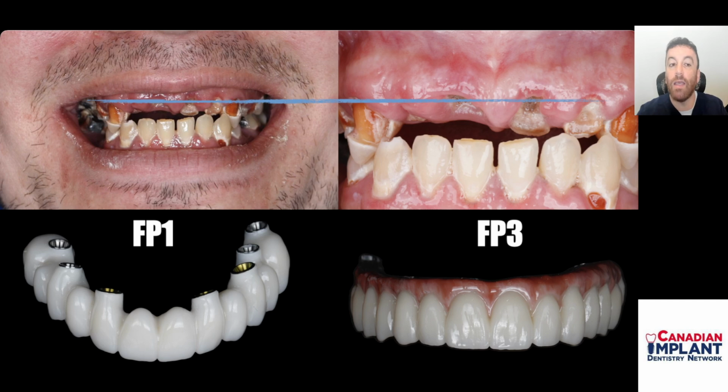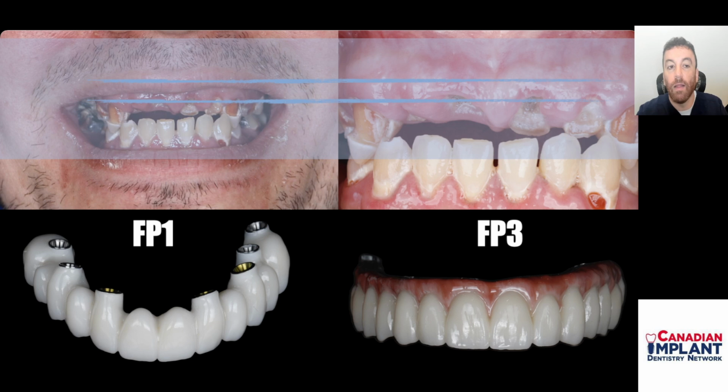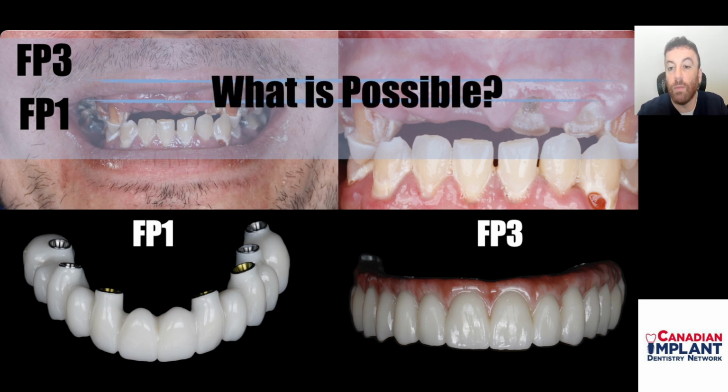But given Mark is a young patient, I would be hesitant to go and cut almost 15 millimeters of bone away because of high lip line and transition issues. The other option is you can cut that bone away and go to an FP3 prosthesis. But for younger patients, I want to preserve what's there because implants are not necessarily forever. So FP1, we keep what's there. FP3, we go and remove that bone and hide that transition zone below the lip line. So what's possible?